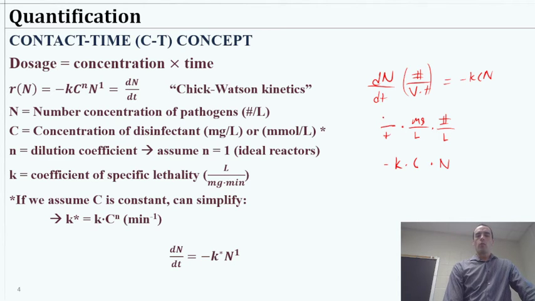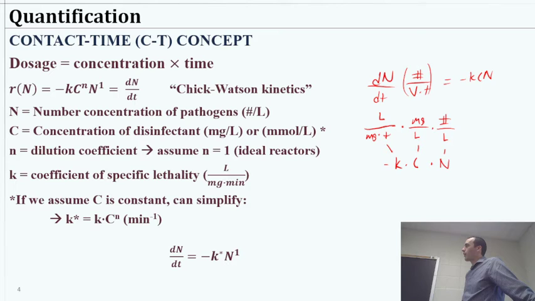So we have something over time. We need to get rid of one of the liters so that it can cancel with one of these. That way we're left with just one volume term on the bottom. We've got a number term on the top, and we've got milligrams we have to cancel as well. So we say milligrams on the bottom, milligrams per time. So liters per milligram per time should be the units of K if C is in milligrams per liter and N is number per liter. So that's how the units are going to work out.